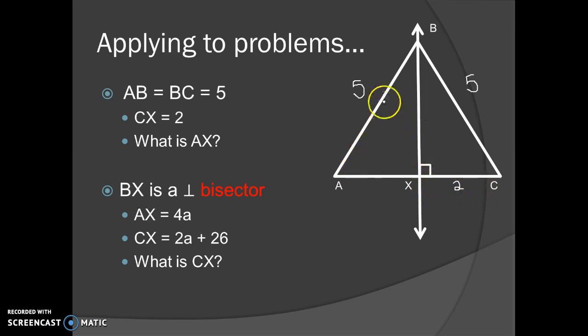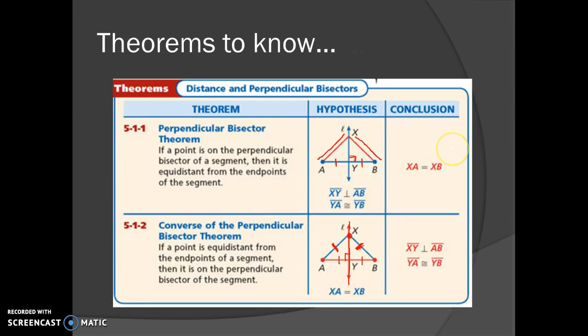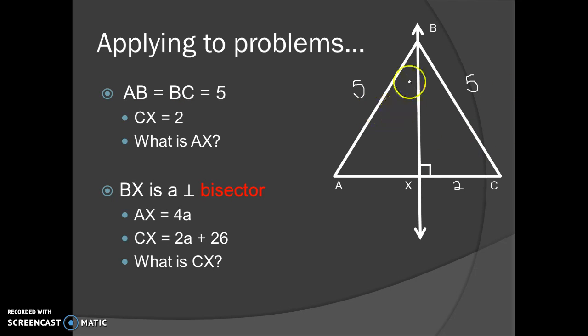So let's analyze. We know that from B to A is the same as B to C. This would be the converse of the perpendicular bisector theorem. Those two sides are congruent. That means that BX is not only perpendicular, but it's also a bisector. So what that means is it bisects AC. So if X to C is 2, A to X is 2 as well. So AX equals 2.